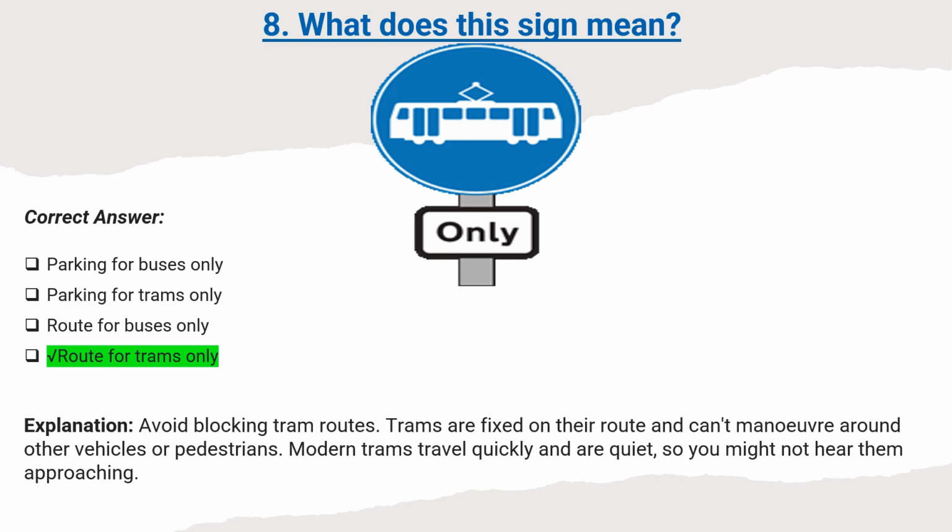Explanation: avoid blocking tram routes. Trams are fixed on their route and can't maneuver around other vehicles or pedestrians. Modern trams travel quickly and are quiet, so you might not hear them approaching.